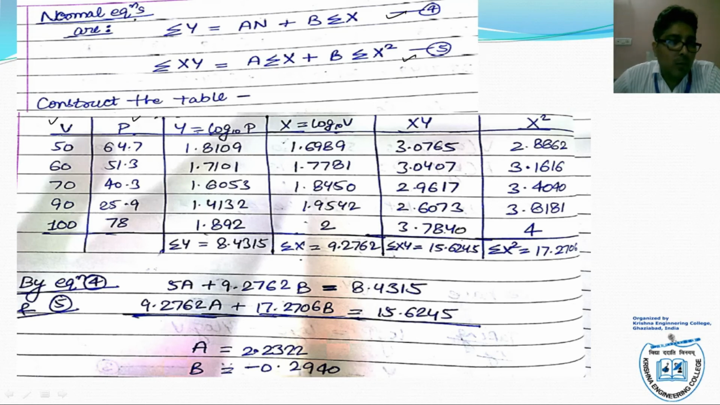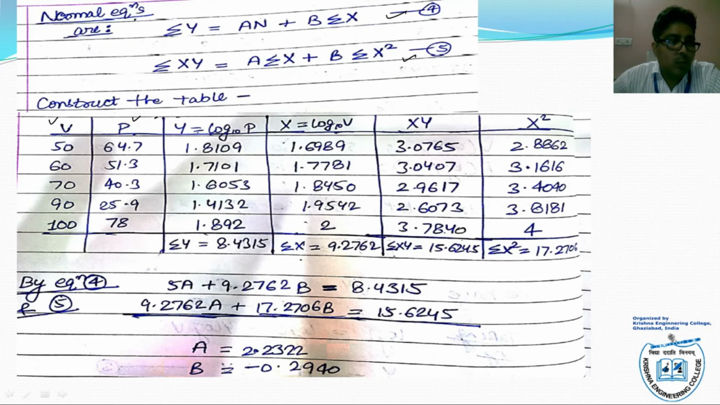1.8109. The value of log 51 is 1.7101. The value of log 40.3 is 1.6053. The value of log 25.9 is 1.4132, and the value of log 78 is 1.89. Find the summation, sigma capital Y is 8.34351. Now find the capital X, log V.